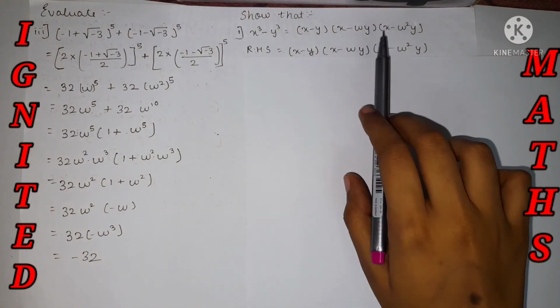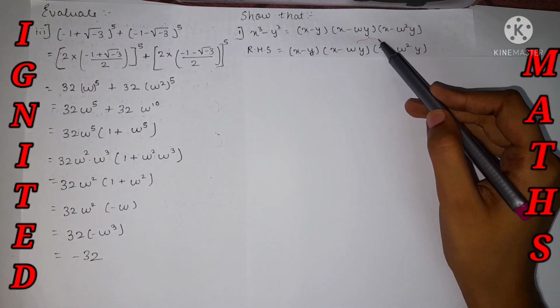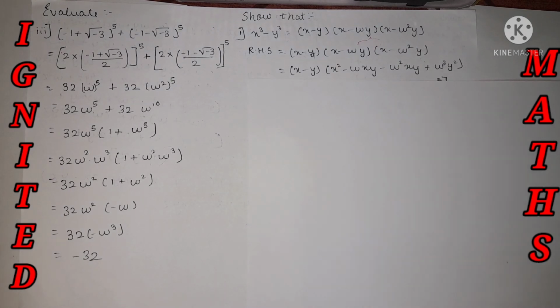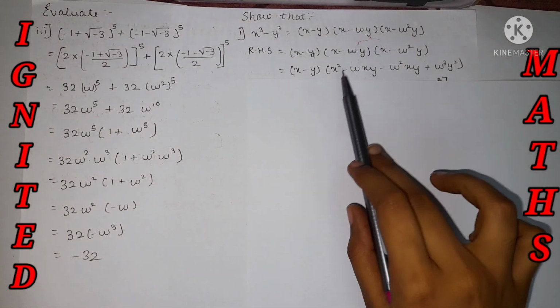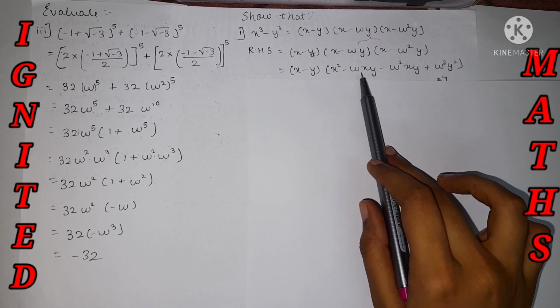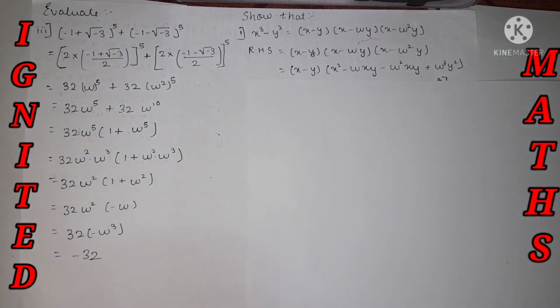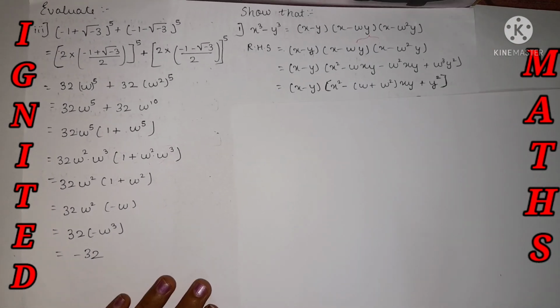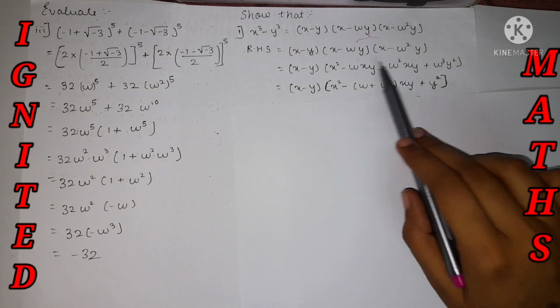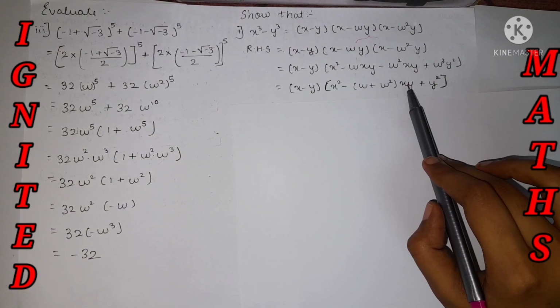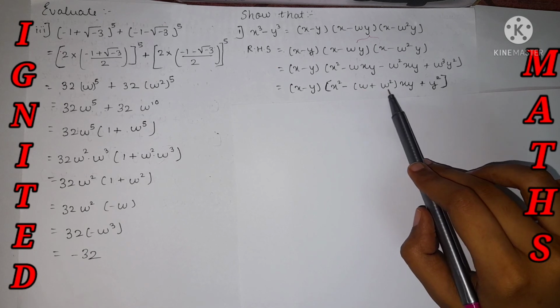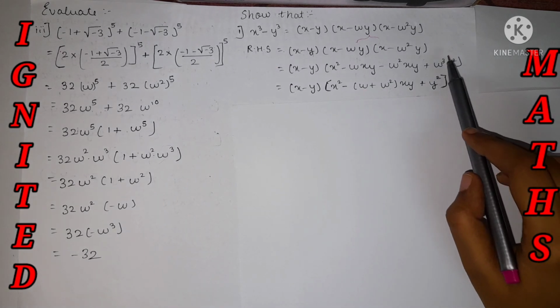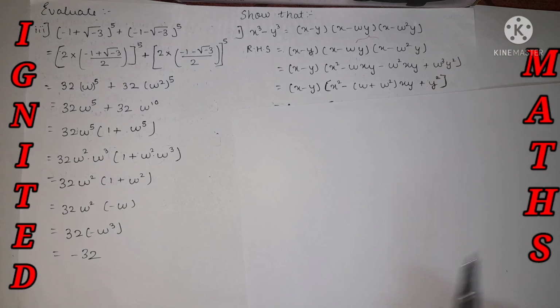It's in the multiplication form, so I have multiplied my second and third terms. I have done the multiplication with each and every term: x into x, x square, x into minus omega y, and so on. Now for omega raised to cube, we have the formula. I've applied it here, and xy is common from my second and third terms, so I took it as common. Here omega plus omega square, and I have already mentioned omega raised to cube is nothing but 1. Yes, it's vanished.